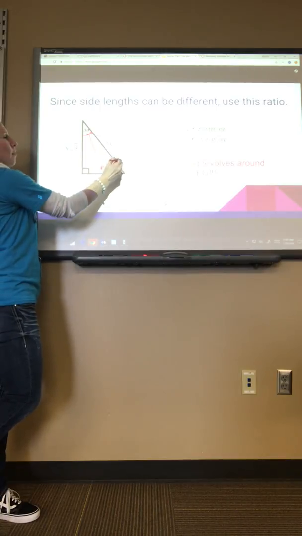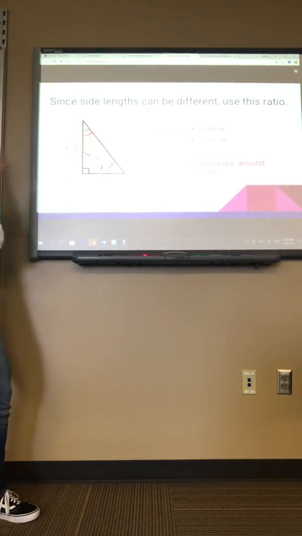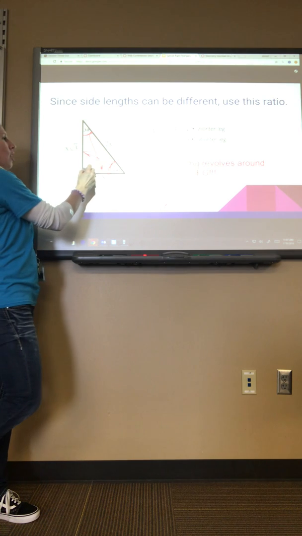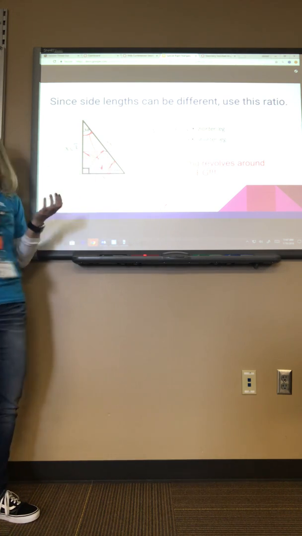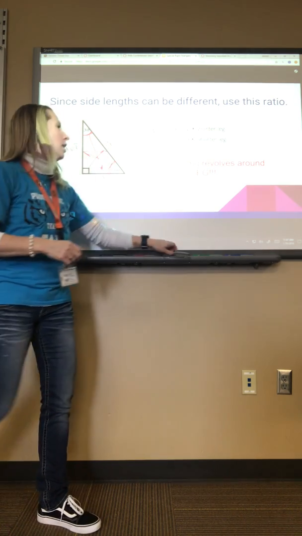The long leg is across from the 60, so that's the second biggest. And then the longest side, the hypotenuse, is across from the 90. You guys okay with that? Yeah. Okay.